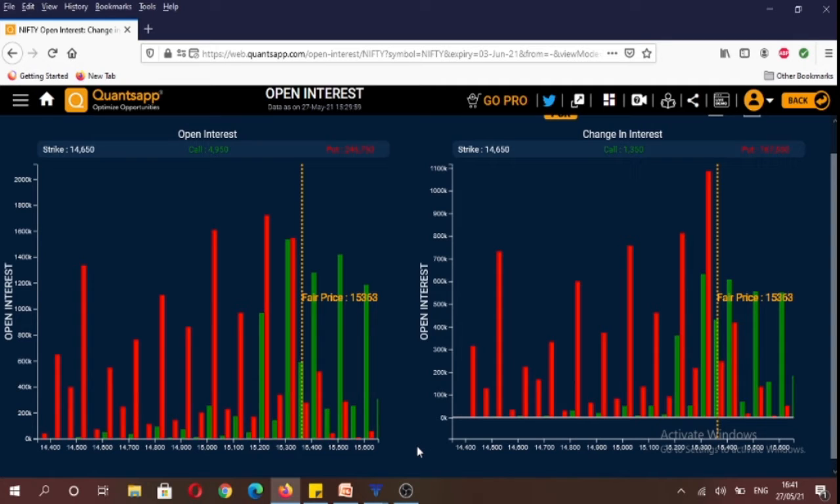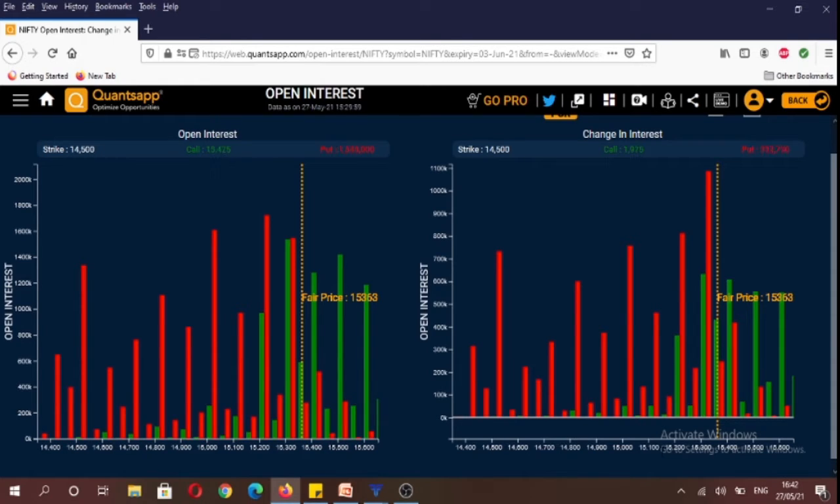If we analyze the overall open interest data, you will see for the 3rd June weekly expiry contract, the highest amount of calls have been written at the 15,500 strike, followed by the 15,300 strike. And if you see the puts, the highest amount of puts have been written at 15,200, followed by the 15,000 strike.